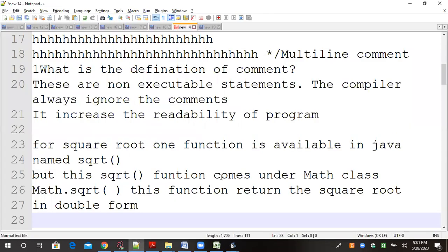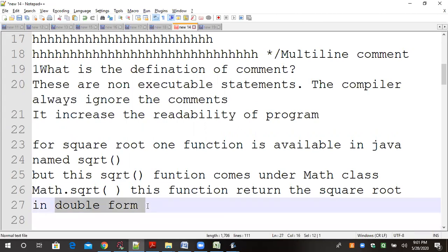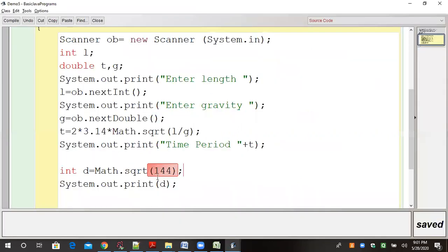But this sqrt function comes under the math class, all right? And math.sqrt. This function returns the square root in the double form. Very important point. ये function calculate करने के बाद जो result देता है वो double type का होता है. तो आप double type के result को integer में store नहीं कर सकते. रीजन बिहाइंड कि डबल एक हायर डेटा टाइप है, इंटीजर एक लोअर डेटा टाइप है. तो हायर को कभी भी हम लोअर में डाउनकास्ट ऐसे नहीं कर सकते. ओके, तो अब यहां पर हमें डी को डबल करना पड़ेगा.